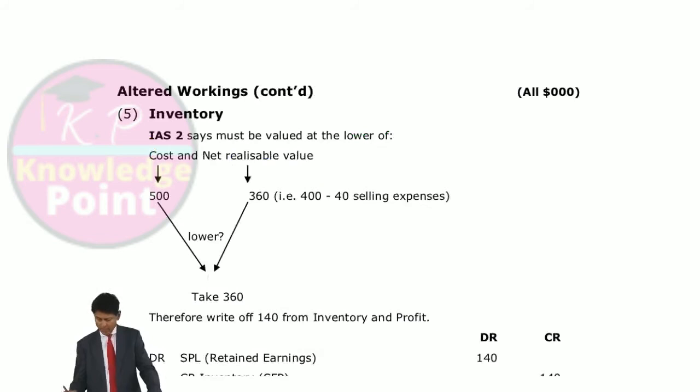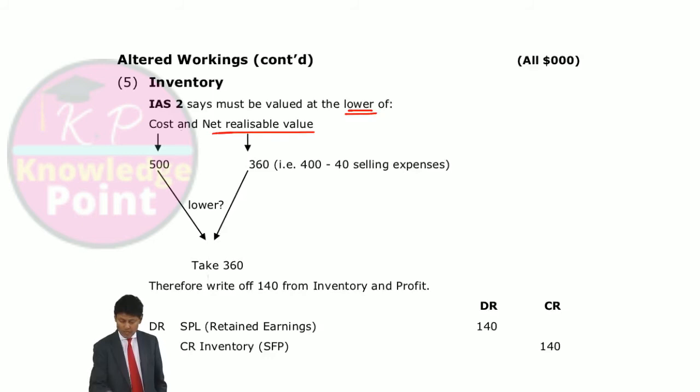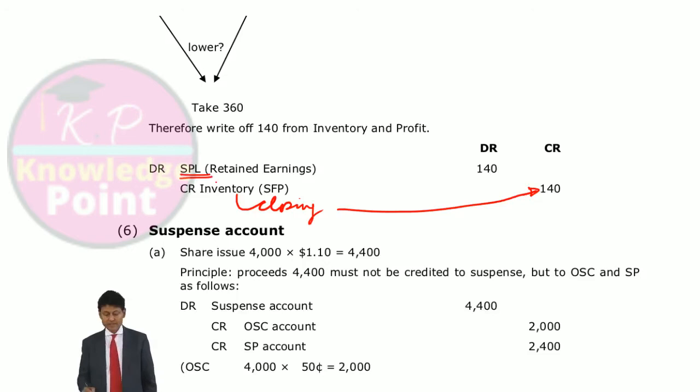So here's your inventory. IAS 2 says, it must be valued at the lower of cost and net realizable value. The lower of cost of 500 and 360. So which one's lower? 360. Therefore, you write off 140 from inventory and from profit. Okay, so you debit your P&L and you credit your inventory. This is so easy. Now, I'm not doing the SFE just yet, that's your closing inventory, of course. Do that as a last step. But the P&L definitely can write off. You must write off to the P&L.